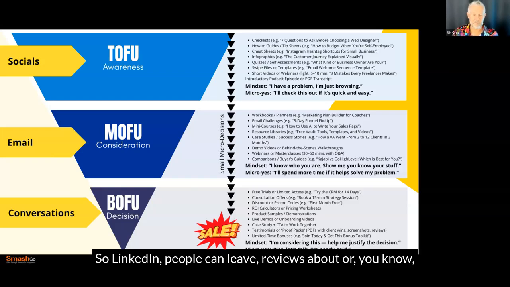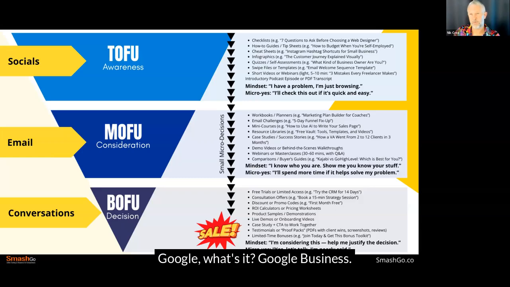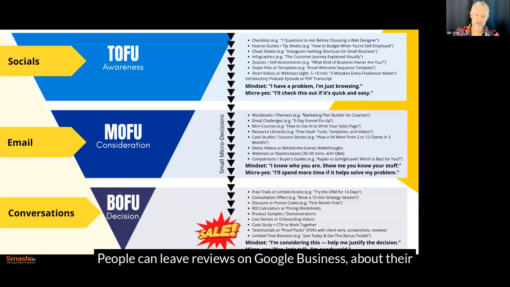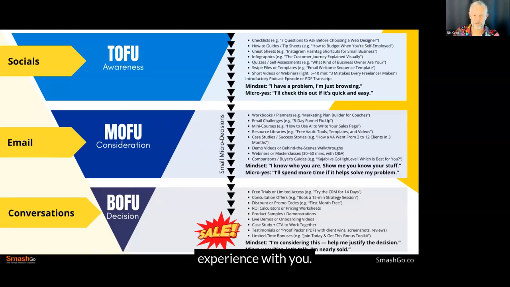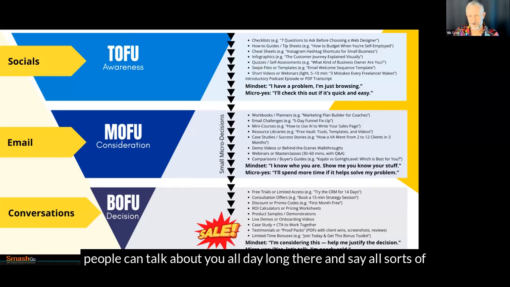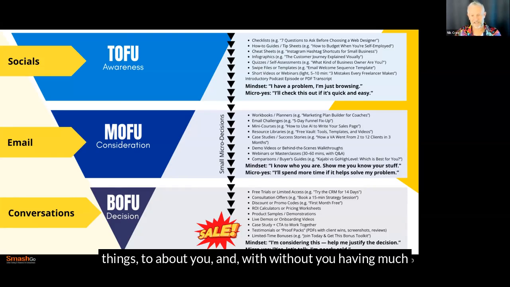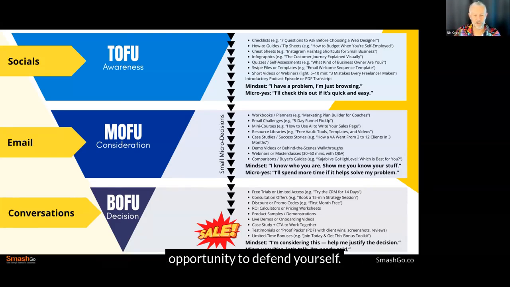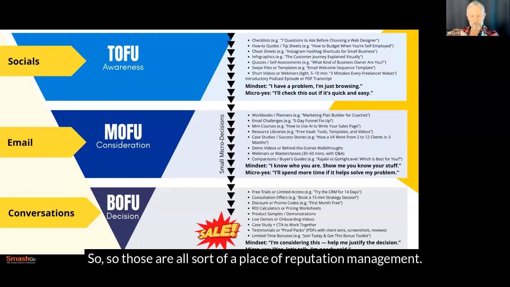So LinkedIn, people can leave reviews about you on LinkedIn. Google Business, people can leave reviews on Google Business about their experience with you. Social media, that is a big place for reputation management. People can talk about you all day long there and say all sorts of things about you, without you having much opportunity to defend yourself. So those are all places of reputation management.